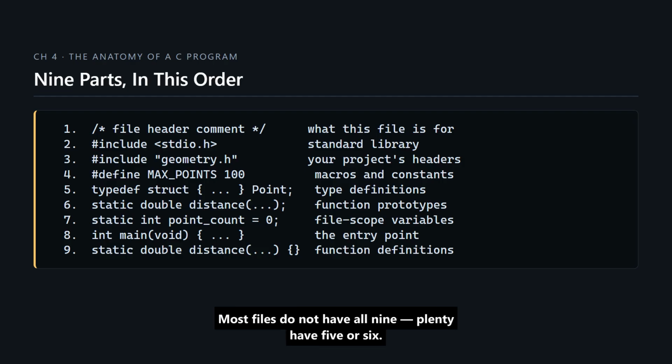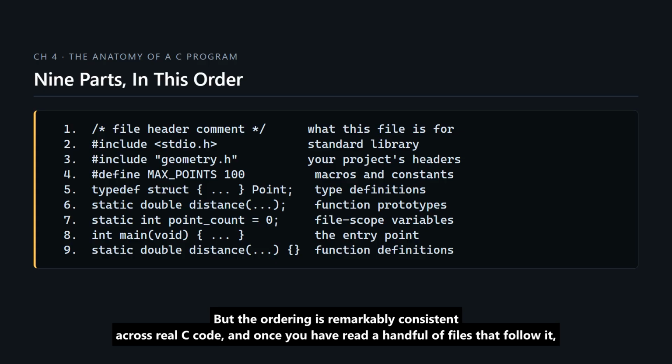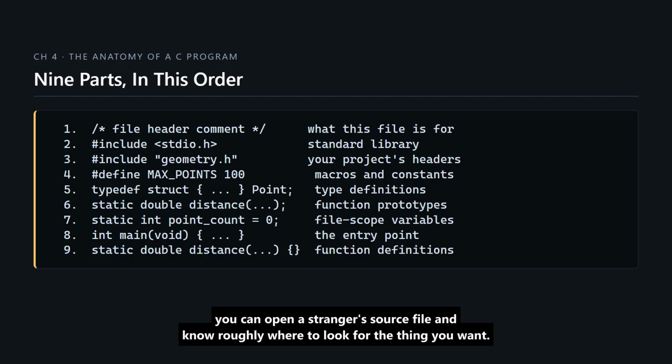Most files do not have all 9, plenty have 5 or 6. But the ordering is remarkably consistent across real C code, and once you have read a handful of files that follow it, you can open a stranger source file and know roughly where to look for the thing you want.